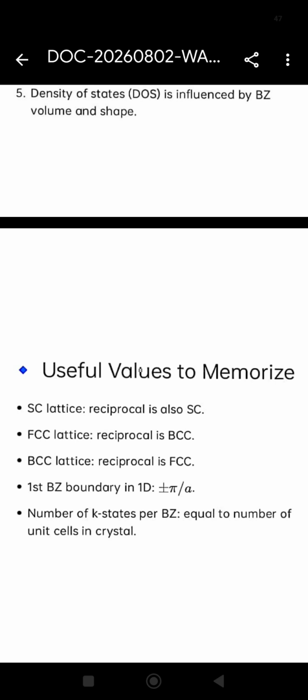And the first Brillouin zone boundary in one dimension is plus minus pi by a. The number of k states per Brillouin zone is equal to the number of unit cells in the crystal.